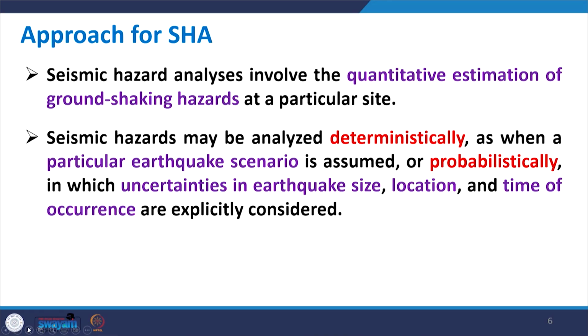This seismic hazard may be analyzed in two ways. One is called deterministically, where a particular earthquake scenario is assumed, and another way is probabilistically, in which uncertainties in earthquake size, location and time of occurrence are explicitly considered. Basically, in the former, the deterministic approach, you require the earthquake data and you create a scenario for that particular earthquake, while in the probabilistic approach we can account for the uncertainties related to earthquake size and location. So, we are going to talk about that.